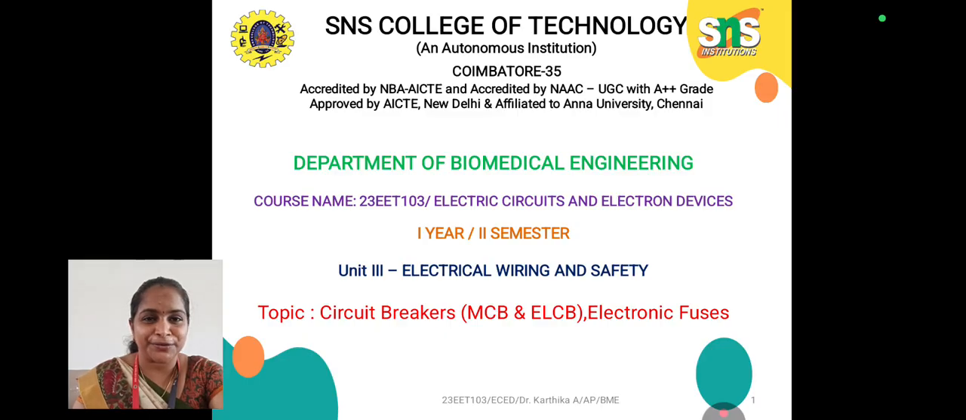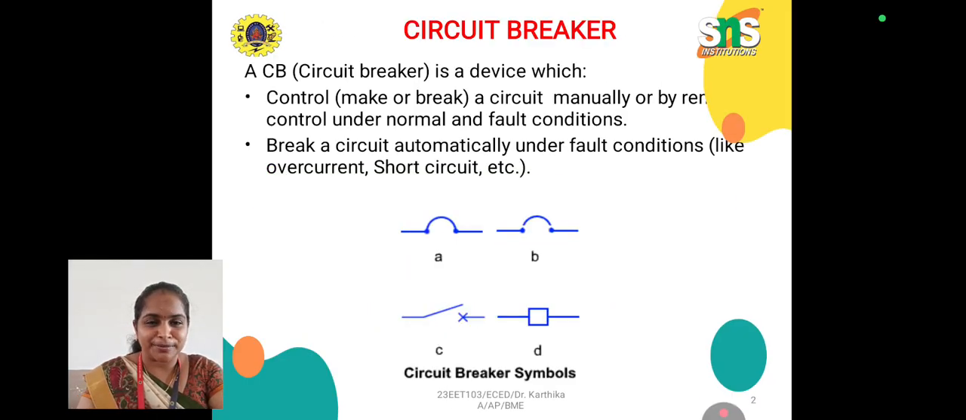I have a question for you all. What do you mean by a circuit breaker? Why do we need circuit breakers in electrical wiring and circuits? A circuit breaker is a device which can control, meaning either make or break, a circuit manually or automatically under normal and faulty conditions. Breaking a circuit automatically under fault conditions like overcurrent and short circuit are the main operations of a circuit breaker.